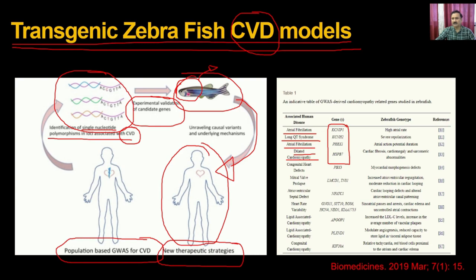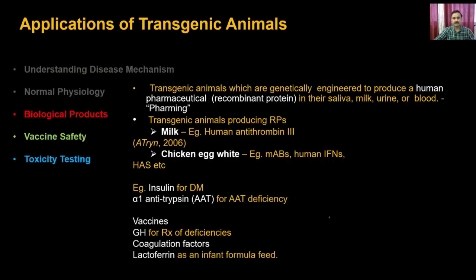And these are the different references where people have reported results related to this particular type of model. For example, you can have a model where you can study heart rate variability, because that is one of the serious concerns. And these are the particular genes which are associated with heart rate variability, and then you can study them in different zebrafish genotypes, and that's how you will understand the role of these genes.